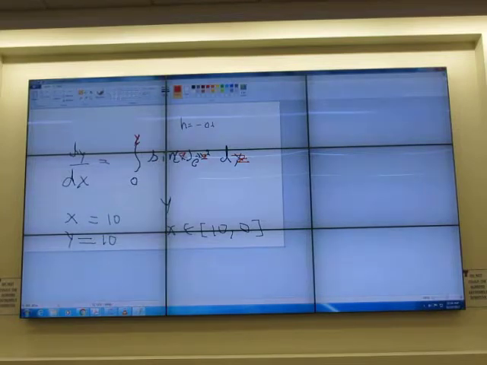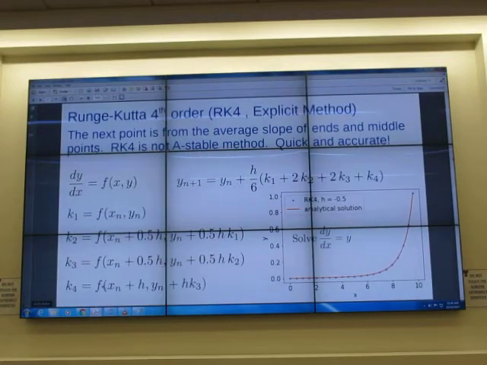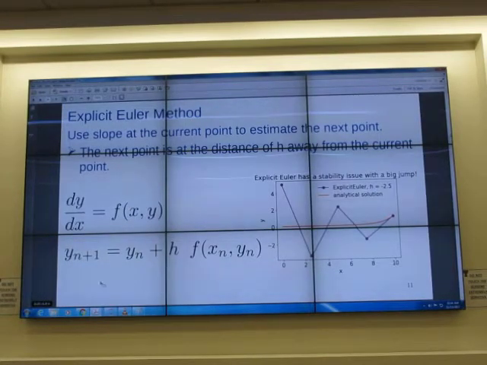So first we try to estimate the right hand side by using Simpson's method. The key is, for explicit Euler, we use the slope at the current point to get the next point, right? And the formula is: next y equals current y plus delta x, or h, multiplied by slope. Concentrate on this equation, okay? So how do we get the slope? Slope is the right hand side, whatever it is.